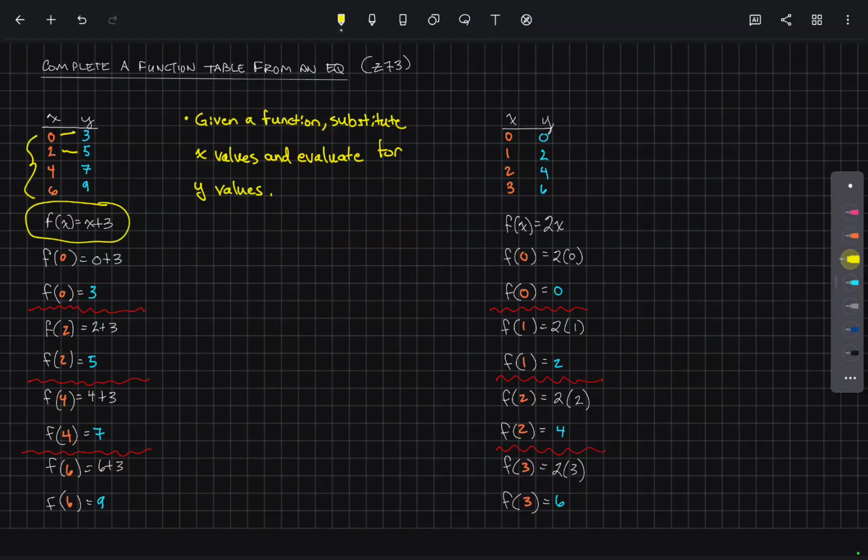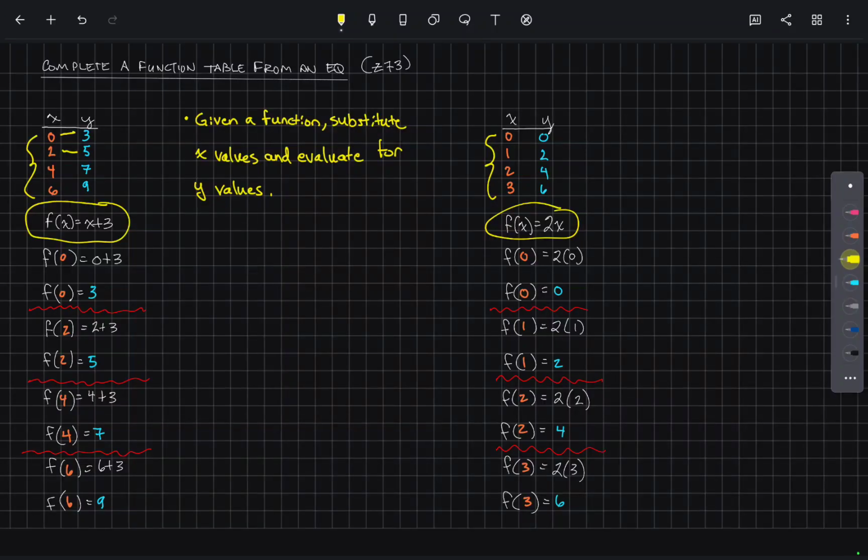Just so we can go over some multiplication ones, since that was more additive, we can go over what 2 times x would look like. Now, given these x values, 0, 1, 2, and 3, using the function f of x equals 2x, or y equals 2x, I'm rewriting each of the problems using those x values.